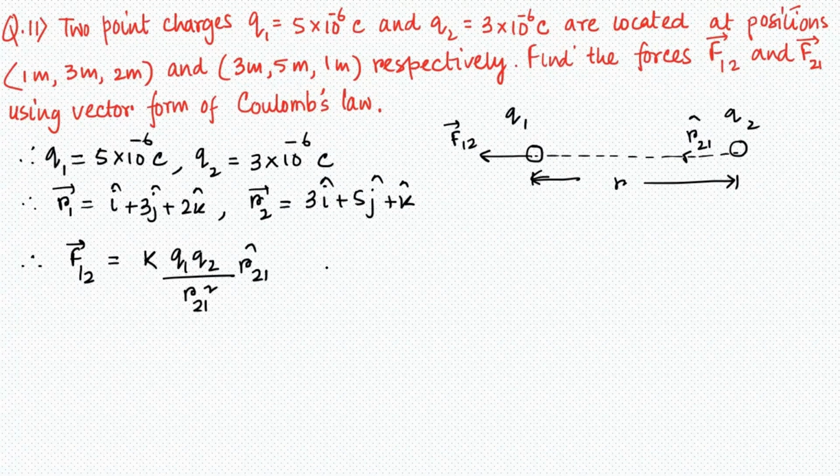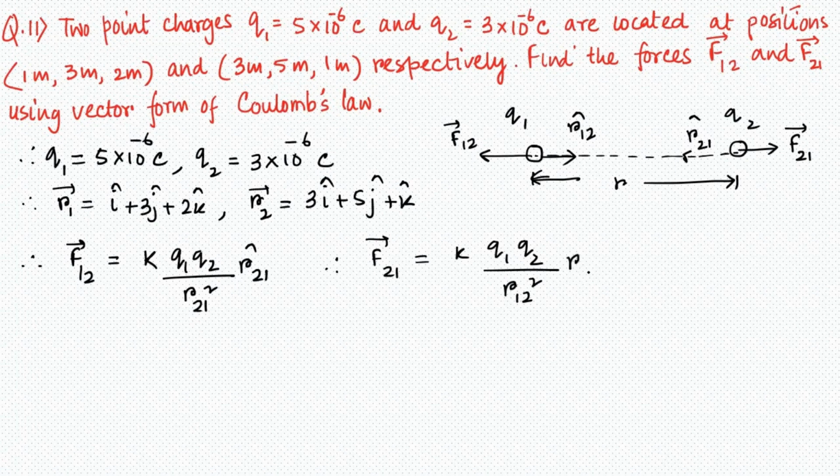Now if we talk about the force F21, which is the force on charge q2 due to q1, the direction of this force would be this direction, so this is F21, and the unit vector direction would be along this direction, so this would be r12 cap. So F21 is equal to K q1 q2 by r12 square into r12 cap.